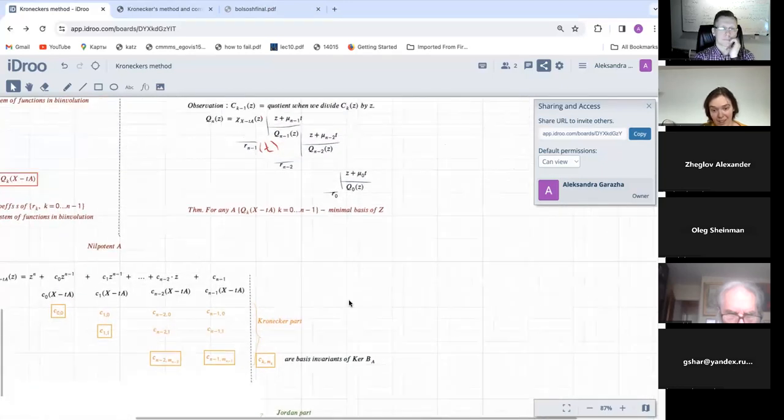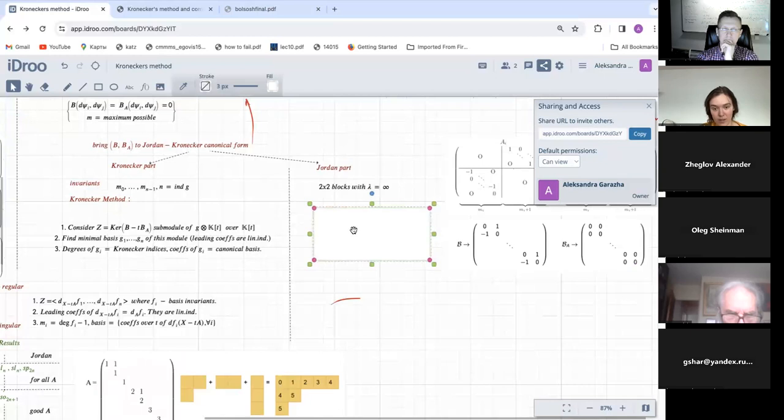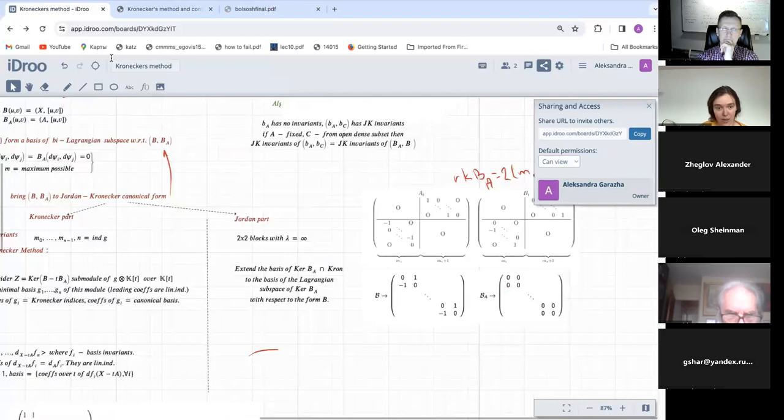They are basis invariants of the kernel of the form BA. And okay, I didn't show it and I didn't tell it, but how we can find a Jordan part, we just take some elements. So if we want to find these elements, these second halves, we could do it like that. We want to be in the kernel of the form BA, the second one. So yeah, like here.